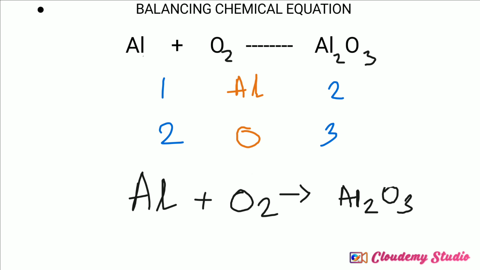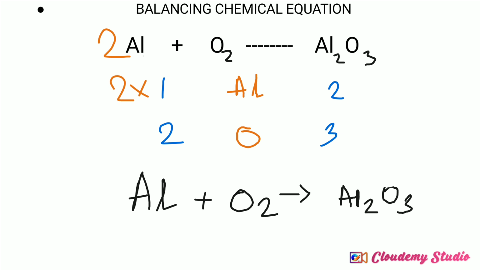When we compare the atoms on both the sides of the equation, aluminium on the right hand side is two times, but on the left hand side it's only once. Therefore, what has to be done? This 1 needs to be multiplied by 2 times. This 2 has to be written as a coefficient of this aluminium.